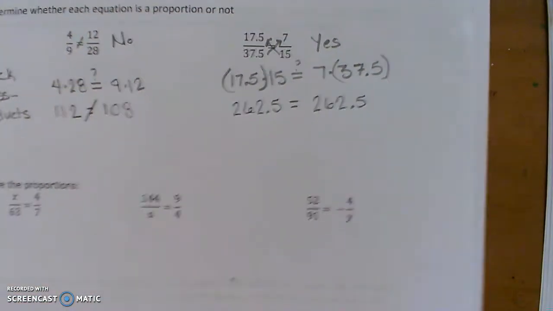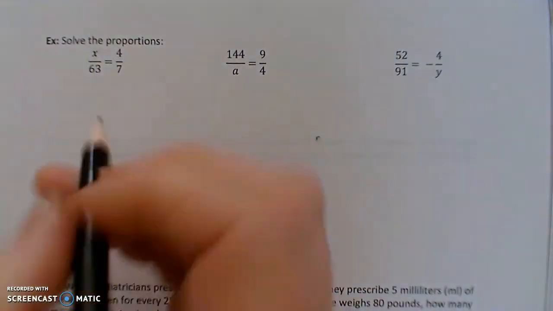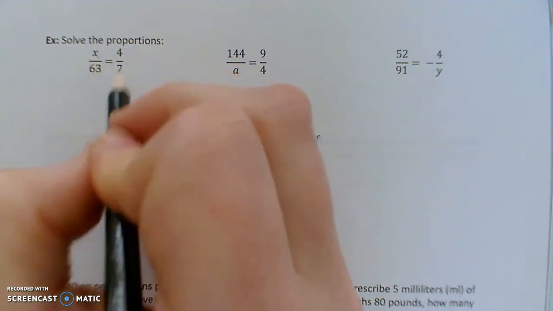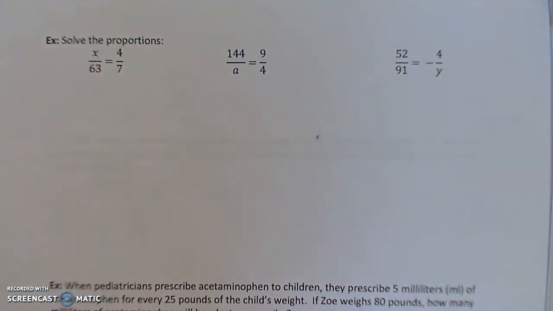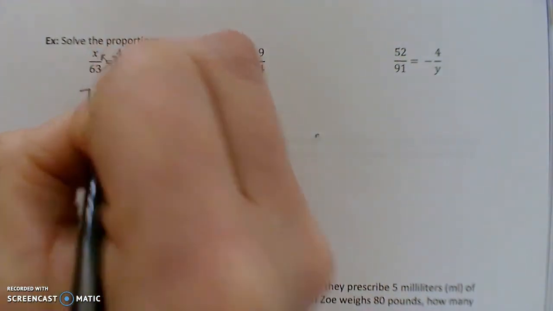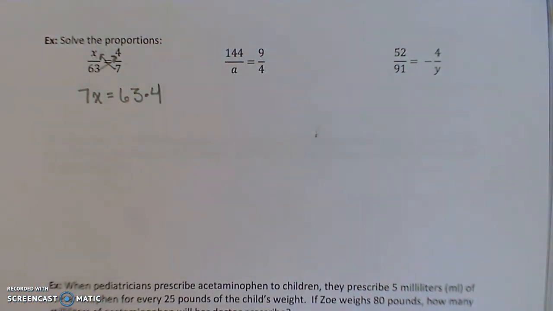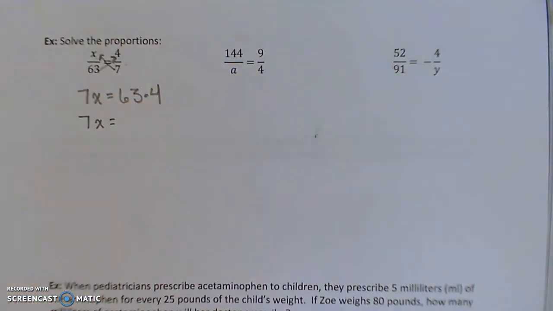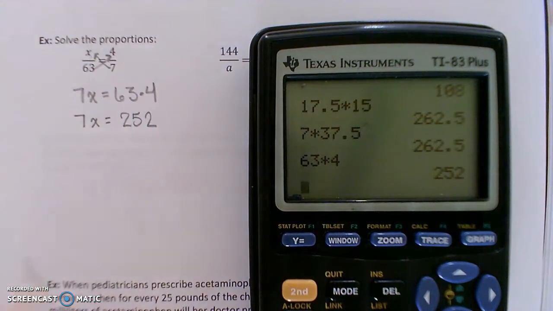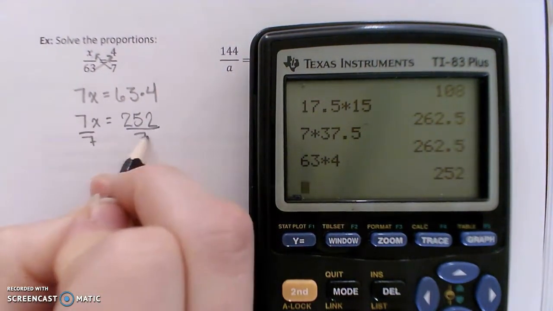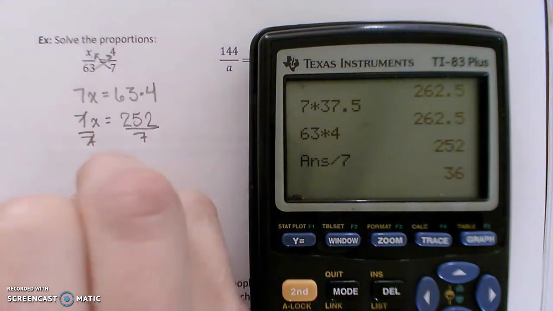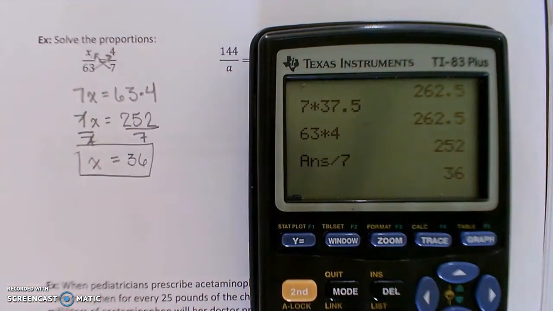So now this gives us a method for solving proportions. This is a proportion where one of the values is unknown. We'll just determine the cross products and solve the resulting equation for that variable. So 7x on the left equals 63 times 4 on the right. So 63 times 4 gives us 252. So now I can solve for x by undoing this multiplication. Divide both sides by 7. X equals 252 divided by 7, which is 36. That solves the proportion for me.